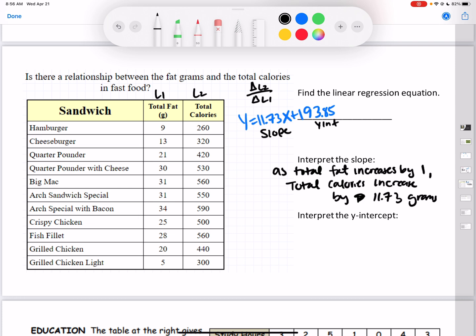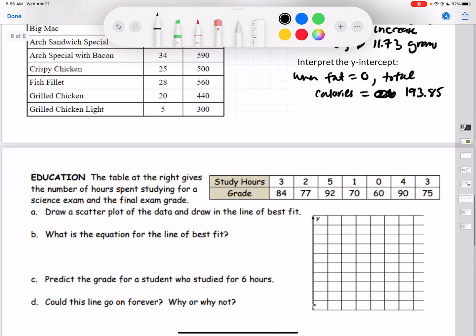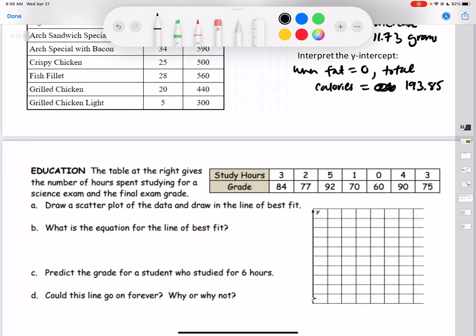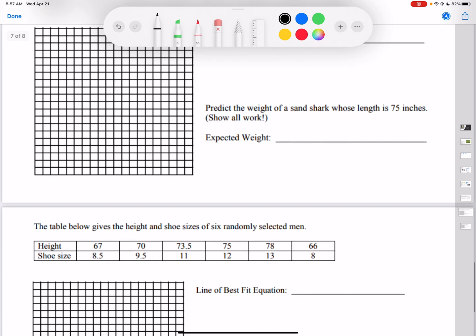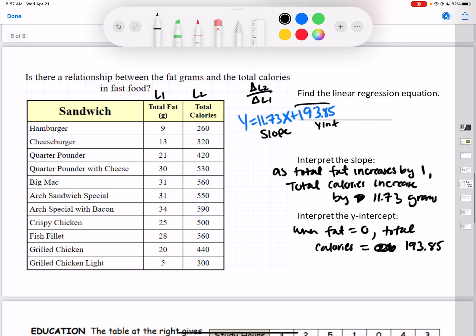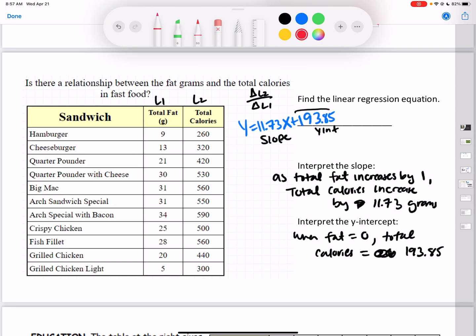For the y-intercept, when fat equals 0, total calories equals 193.85. Okay, and that's from the y-intercept from my equation. So we're going to be looking at this again with different examples. There's a bunch of different examples that you're going to be seeing. But the big thing is I'm going to use this one here to help you for the next couple ones.